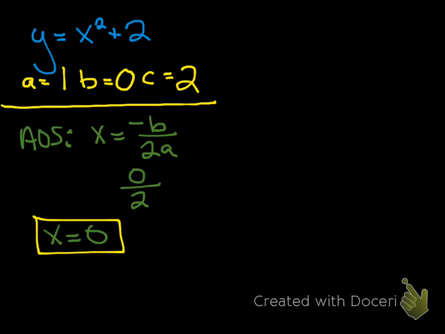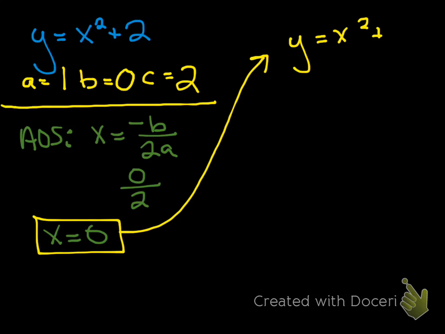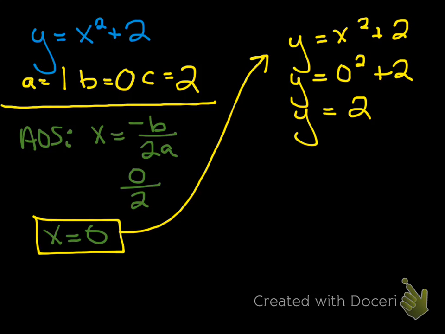And remember, the vertex always goes through the axis of symmetry, so we're going to take this number and plug it back into our equation to solve for y. So we get y equals 0 squared plus 2. So y would have to be equal to 2. So our vertex is 0, 2. Right?